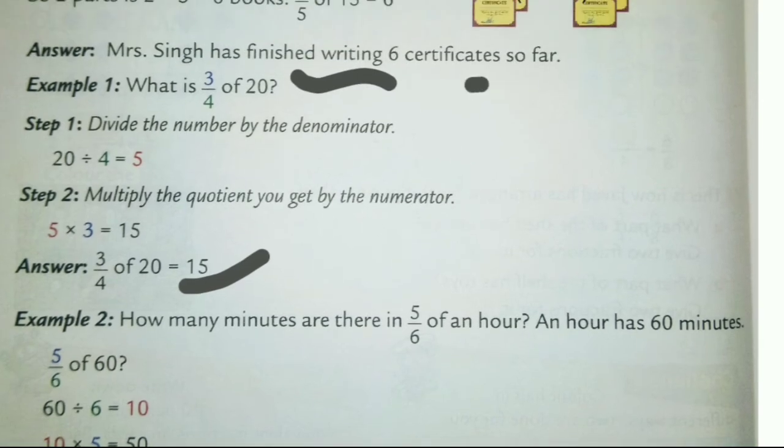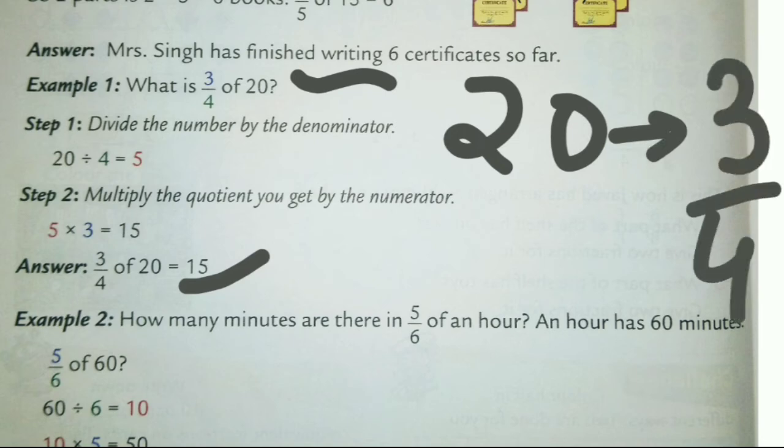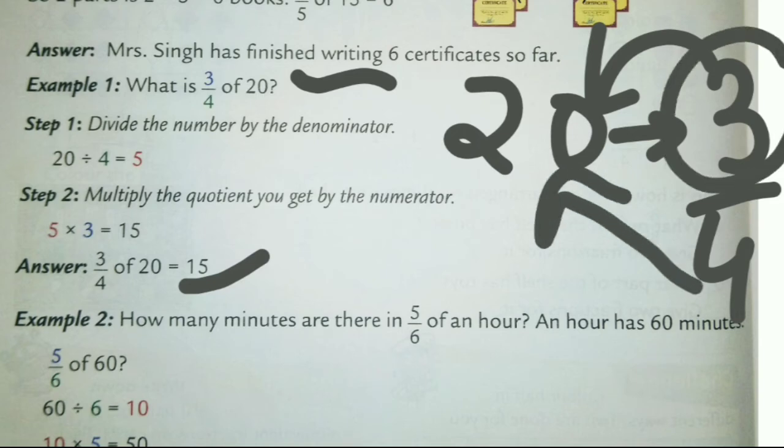What is 3 by 4 of 20? It means 3 by 4 part of this 20. This total is 4 part only, and we have to find the third part. Total is 4 part, 4 part is 20. What is the third part? 3 by 4 part is 15.